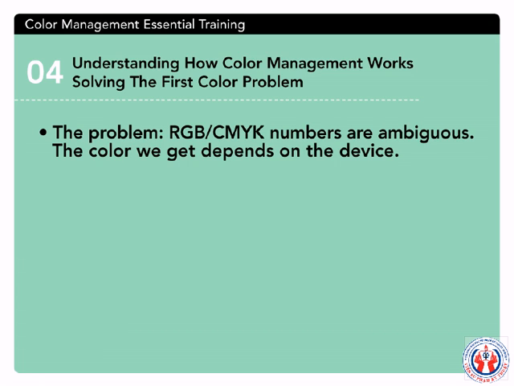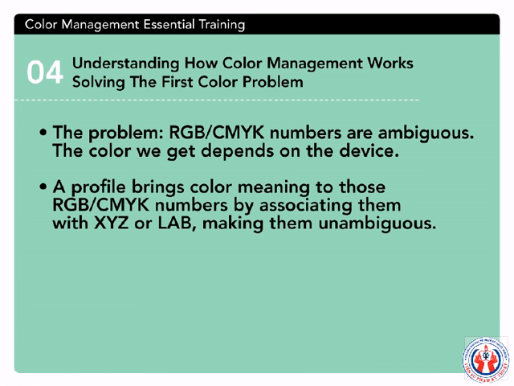If you've ever sent a CMYK file, which of course contains CMYK numeric values, to a color laser printer and then to a printing press, you will get back two different prints, each with a different color appearance for the same file. A single device profile assigns color meaning to otherwise ambiguous RGB and CMYK values.